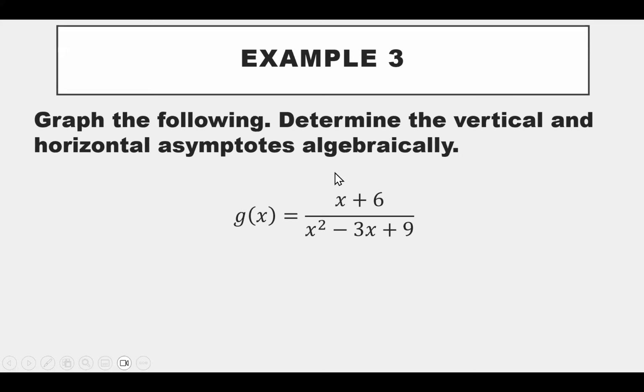Let's do one more example right now. Let's take g of x, which is equal to the polynomial x plus 6 divided by the polynomial x squared minus 3x plus 9. Let's find the vertical and horizontal asymptotes algebraically, and then we'll graph it and take a look at what it shows. If you want to try this on your own, push pause on the video and try it on your own.